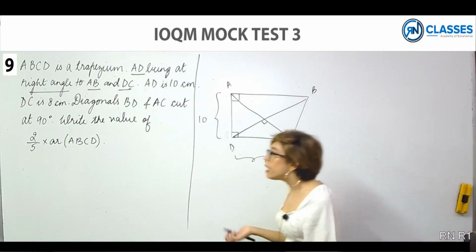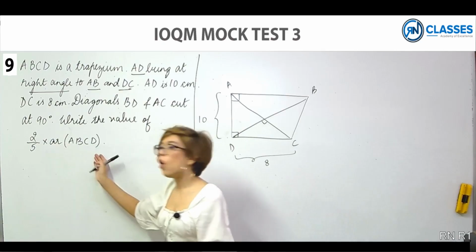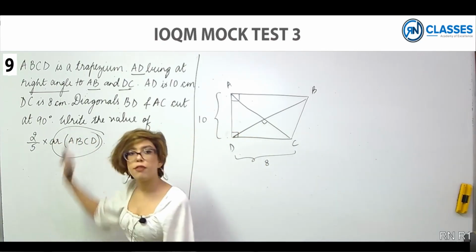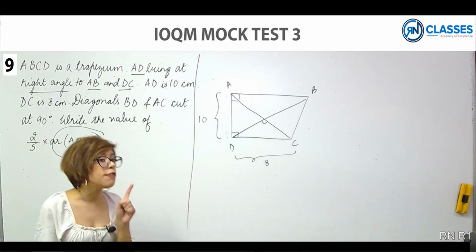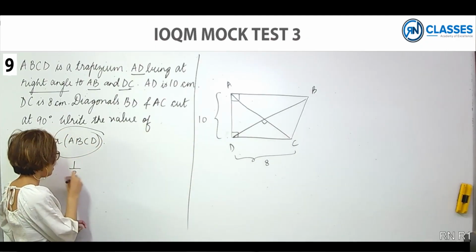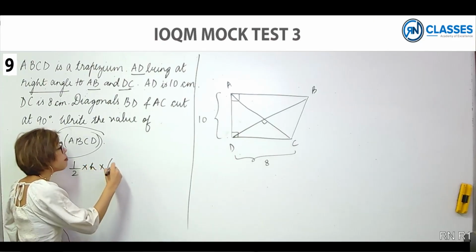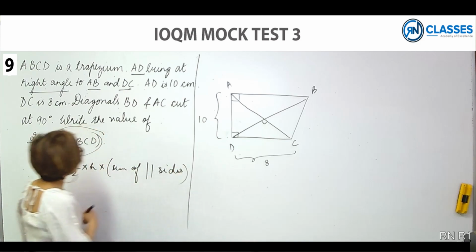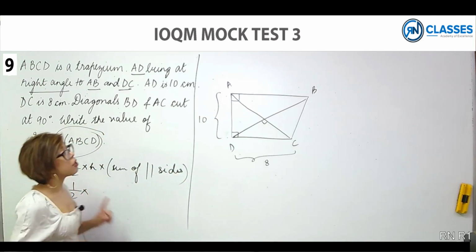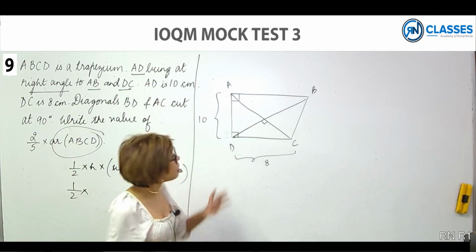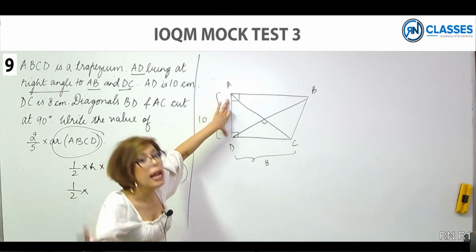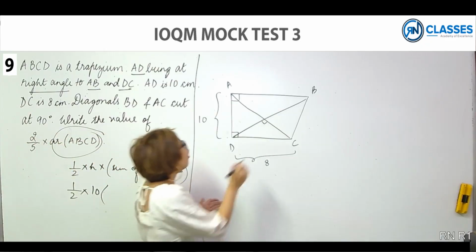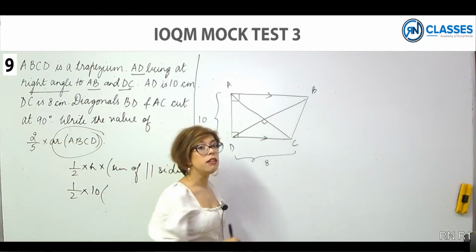Right, now he says write the value of 2 by 5 into area of ABCD, which is the trapezium. That means indirectly I need to find the area of the trapezium. Now I know that the area of a trapezium is nothing but half into height into sum of parallel sides. Now let's see what do I know. Do I know the height of the trapezium? Answer is yes, because I already know this length, which will be the height of the trapezium, which is 10, into sum of parallel sides. Obviously, this and this are parallel, right?